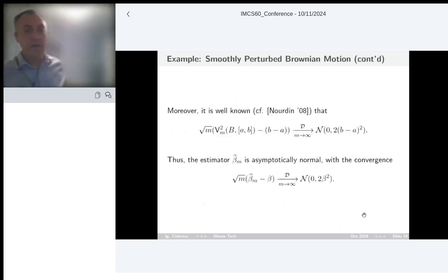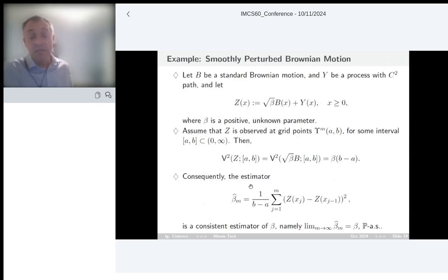Not only that, there are well-known results on the central limit theorem for the quadratic variation of Brownian motion. And that means I also have asymptotic normality, so a central limit theorem for this estimator. So what did I do? I found a simple way to actually estimate beta if I observe the entire thing.